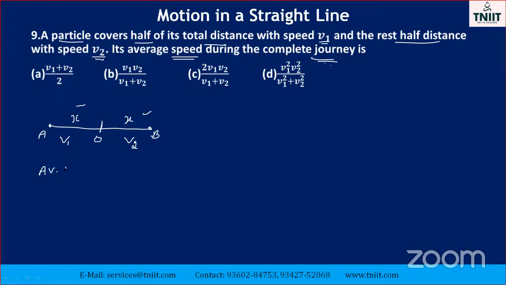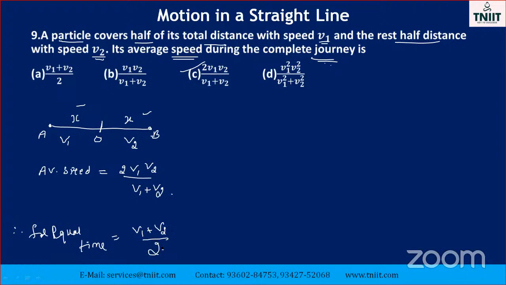For this case, what is the average speed? The average speed will be 2V1V2 by V1 plus V2. This was explained in the synopsis. That is, the average speed for equal distance is 2 times V1V2 by V1 plus V2. Remember, for equal intervals of time, it is given by V1 plus V2 by 2.